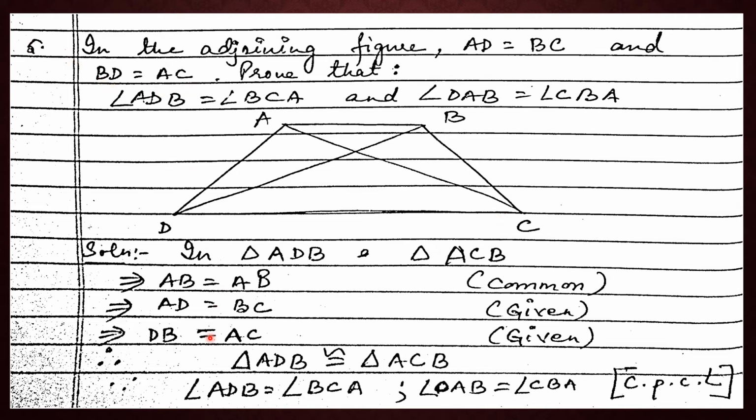So we have two sides equal and one common side here, AB, which is also equal to itself. So by our SSS axiom, we can say that the triangles are congruent to each other, and we can also say that angle ADB is equal to angle BCA because they are parts of the triangles which are congruent to each other, and angle DAB is also equal to angle CBA because it is also part of the triangles that are congruent to each other.